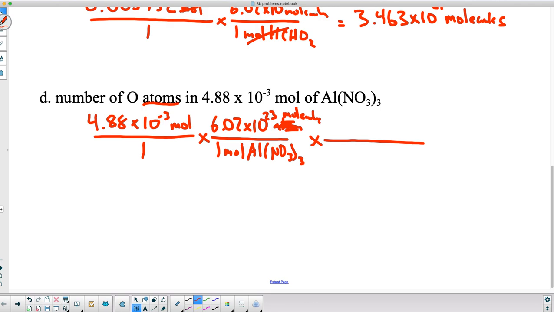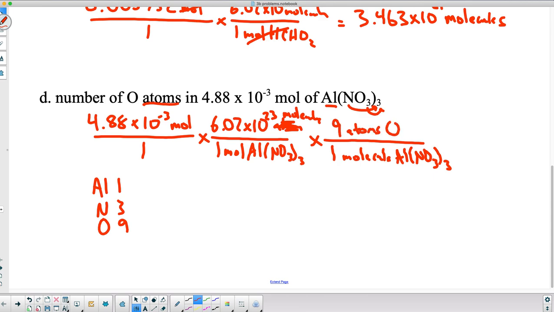This one's pretty easy. Here's why I say it's pretty easy. For aluminum nitrate, I have Al, N, and O. I have 1 N, 3 nitrogens, okay? So I'm taking a look at this. That's 1 N, and then 1 times 3 gives me 3 nitrogens, and the oxygen is 3 times 3, which gives me 9 oxygens. Okay, so that means that for 1 molecule of Al(NO3)3, I get 9 atoms of oxygen. And that's my last conversion, and that's pretty simple.